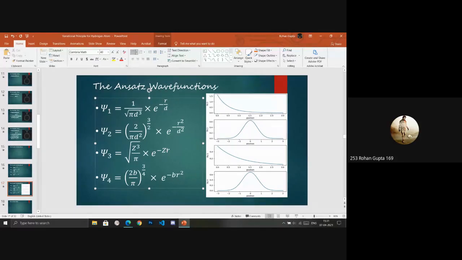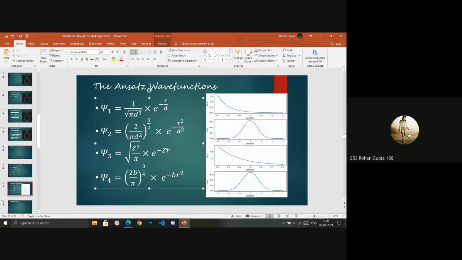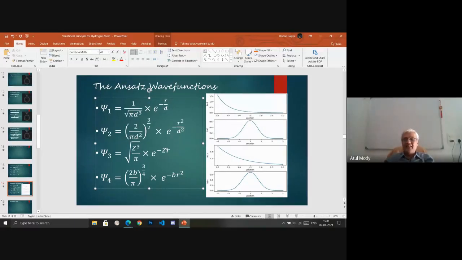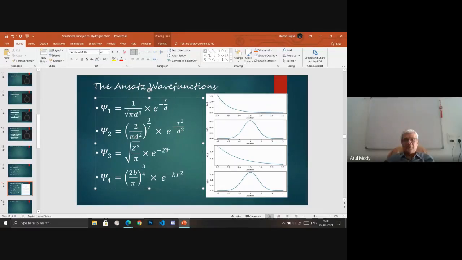That's not called variation. Variation means you find the minimum value with respect to D. Yes, sir. So you are varying D and trying to find out which D value will give you the minimum. Yes, sir. You do that with the Gaussian also. So that's how it is called the variational method. Yes, sir.